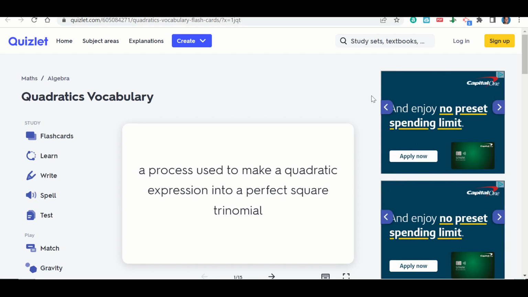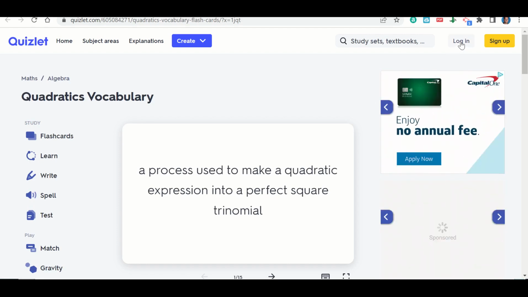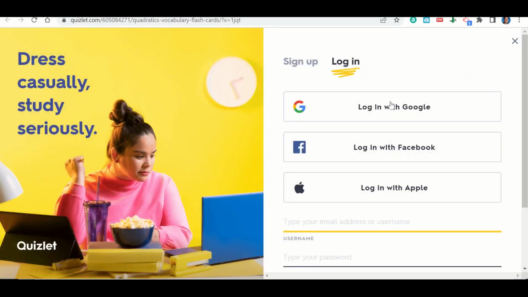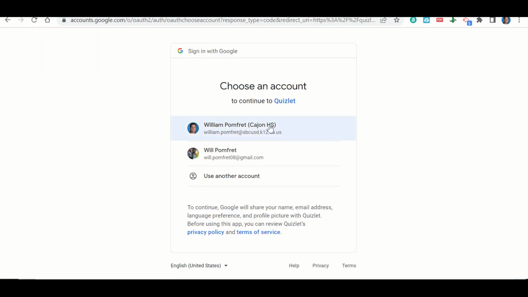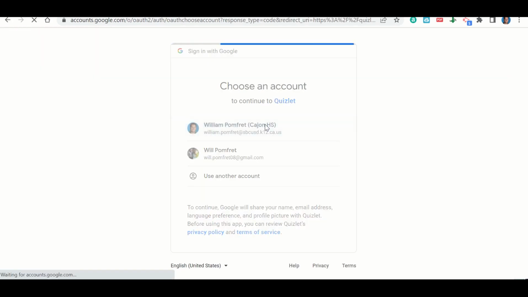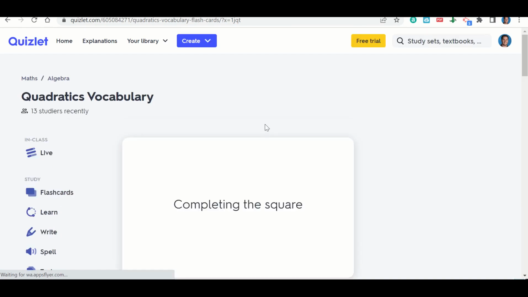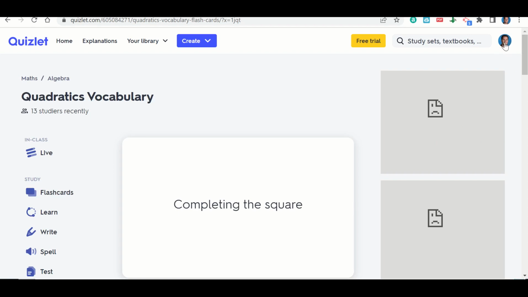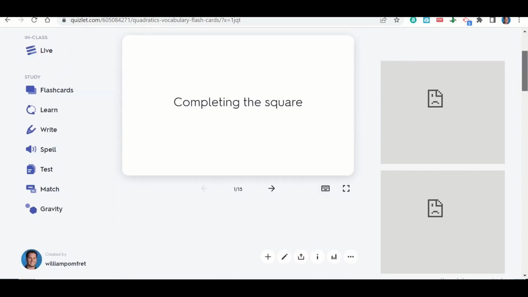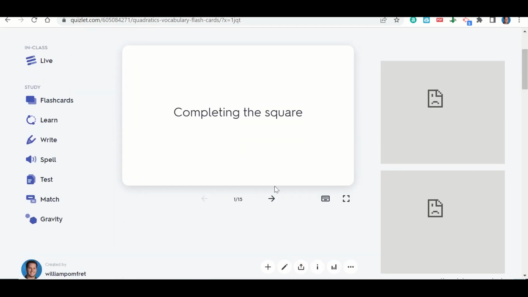So this is how you log in. I'm going to go here to where it says log in, and I'm going to click on log in with Google. It's going to ask me to sign in. I'm going to use my school email account. And you should already be logged into that because you've accessed this through Google Classroom. So we should be good. So now I should see my picture here in the corner that says that I'm logged in. And now I can go through and view all the flashcards.